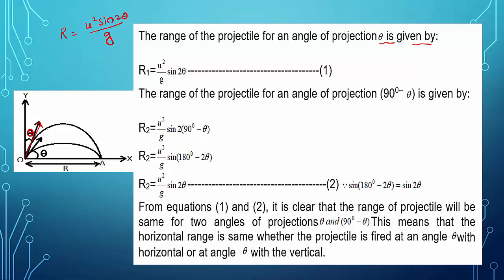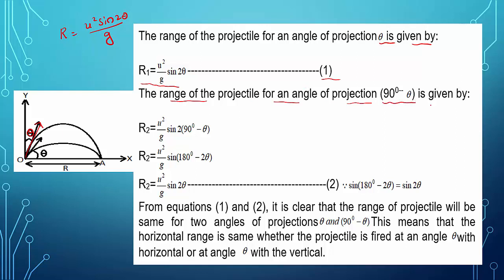For the first condition, I am going to project a projectile with angle theta here. For angle theta, horizontal range is denoted by r. So for the first body, I can take it as r1. r1 equal to u square sine 2 theta divided by g. Here the angle is theta. Let us take it as equation number 1. For the second case, the range of the projectile for an angle of projection is how much?